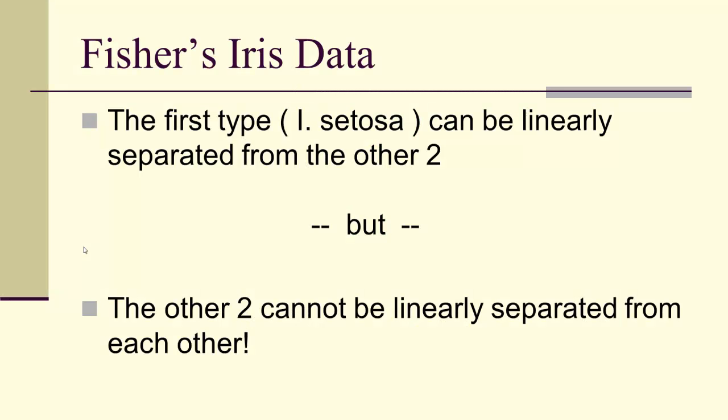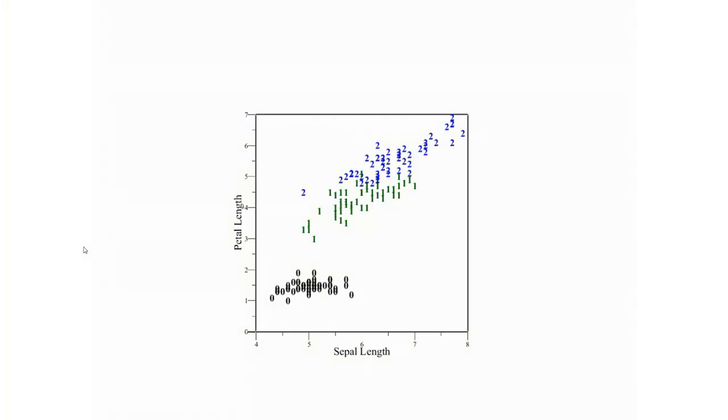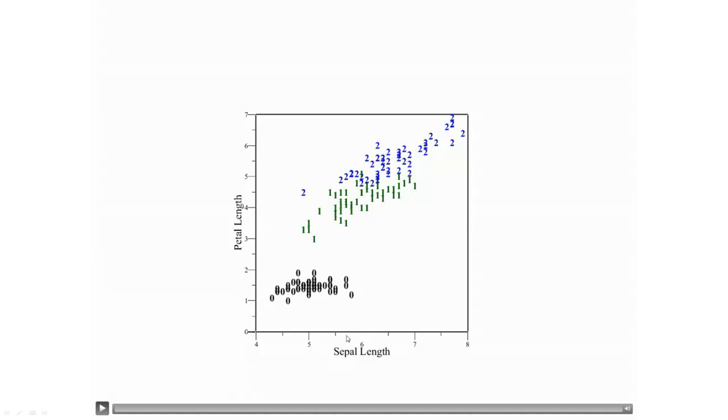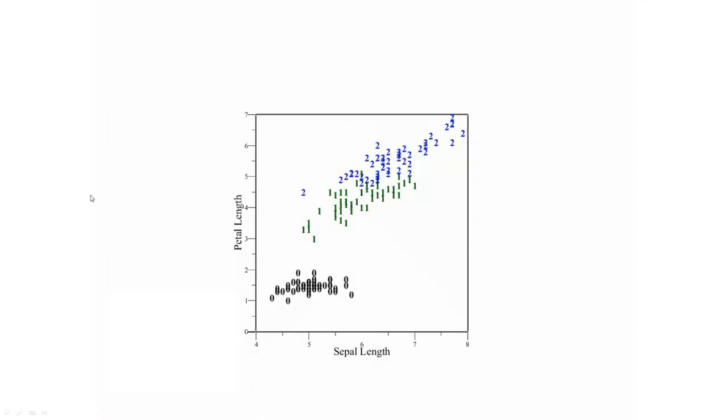It's well known that the first type, the iris setosa, can be linearly separated from the other two, but the other two cannot be linearly separated from each other. So now we have all three classes of irises. Class 0 is the iris setosa, and class 1 and class 2 are two other species. The petal length and sepal length separate iris setosa from the other two, but the other two are not separated.